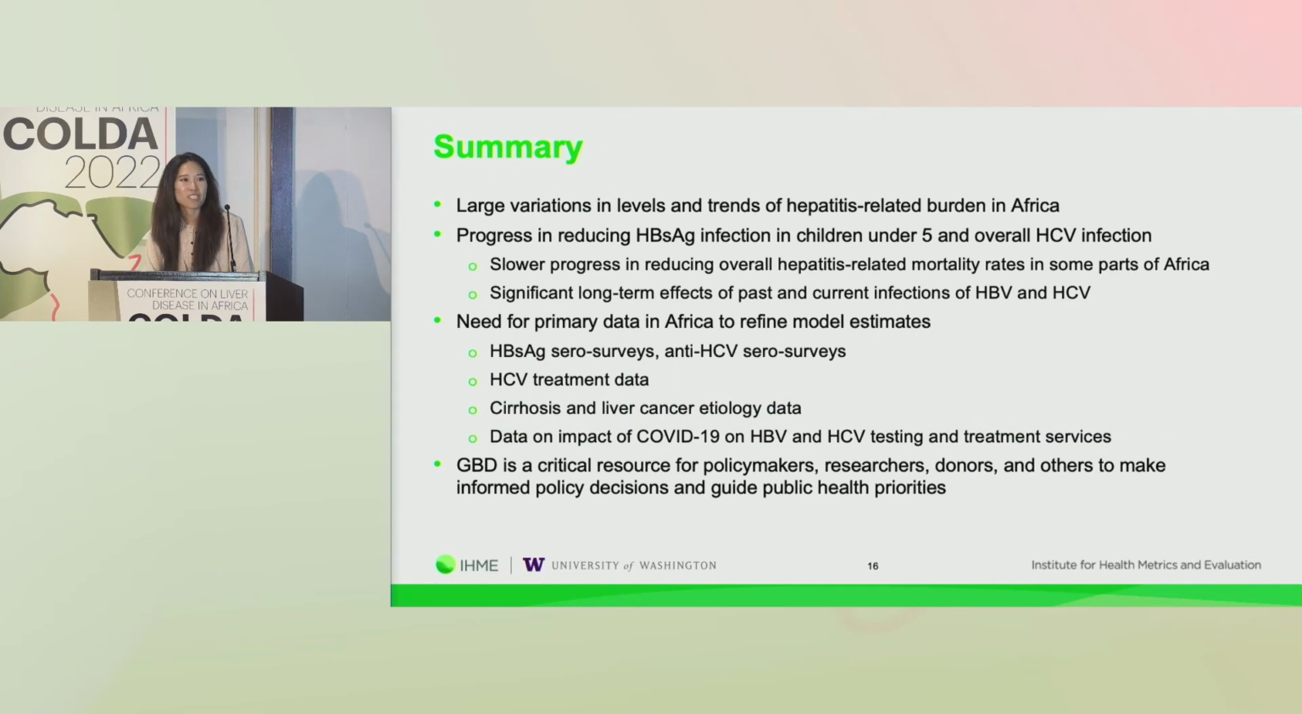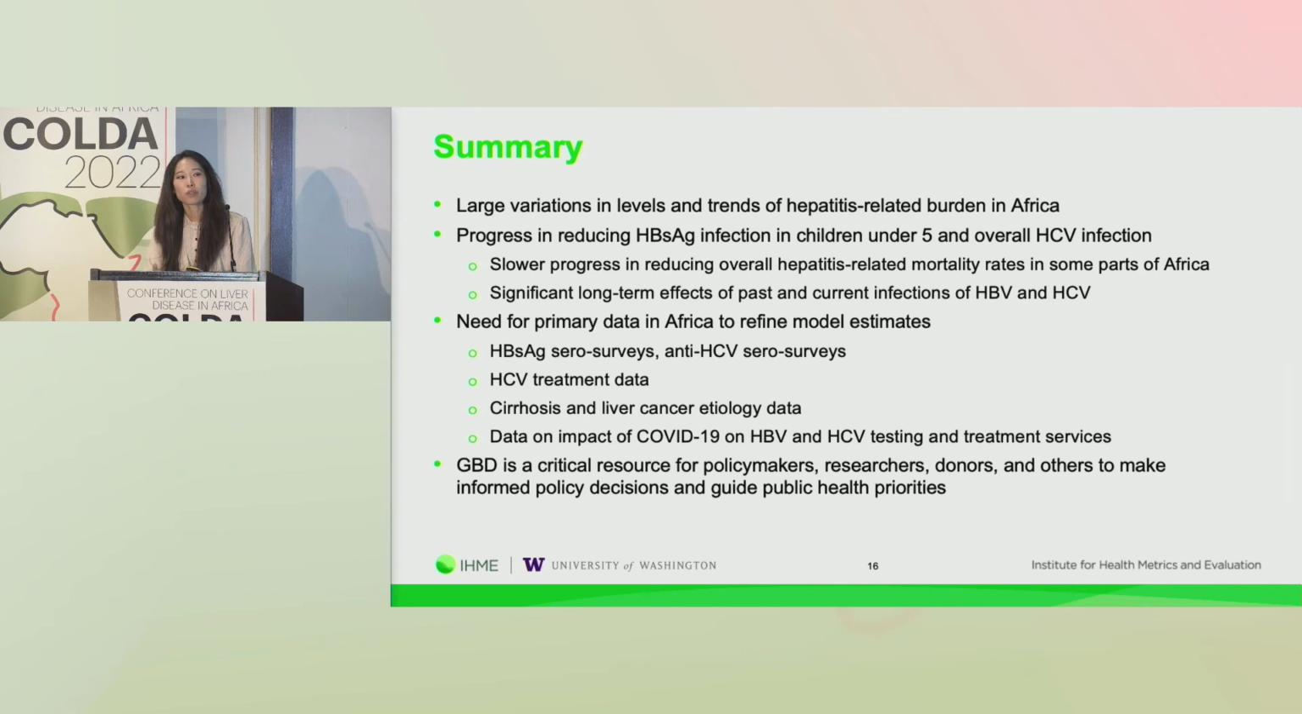So in summary, we see large variations in the levels and trends of hepatitis-related burden in Africa, and there has been progress made in reducing hepatitis B infection in children under 5, as well as overall HCV infection. There has been slower progress in reducing overall hepatitis-related mortality rates in some parts of Africa. And we see that the significant long-term effects of past and current infection of hepatitis B and hepatitis C will be lingering with us for a while, so the healthcare systems need to be prepared for this burden.